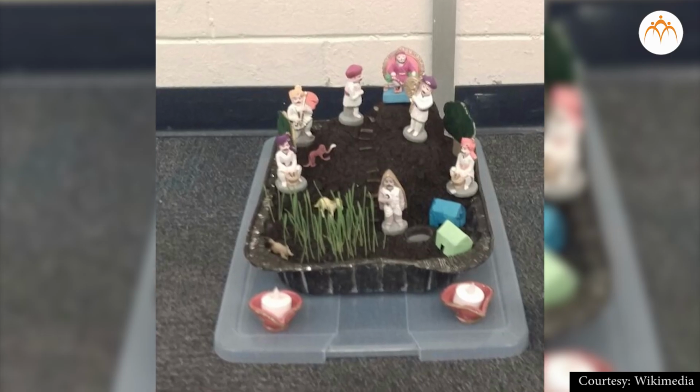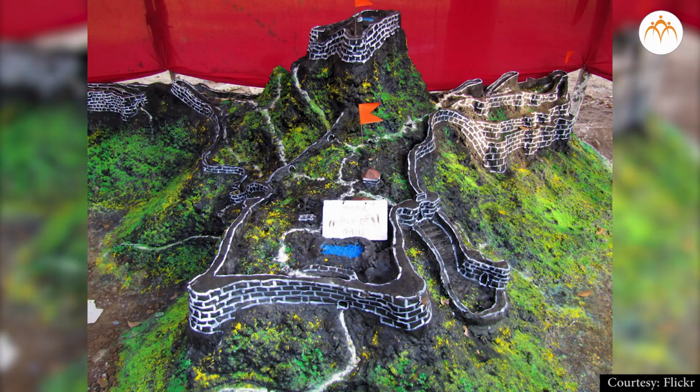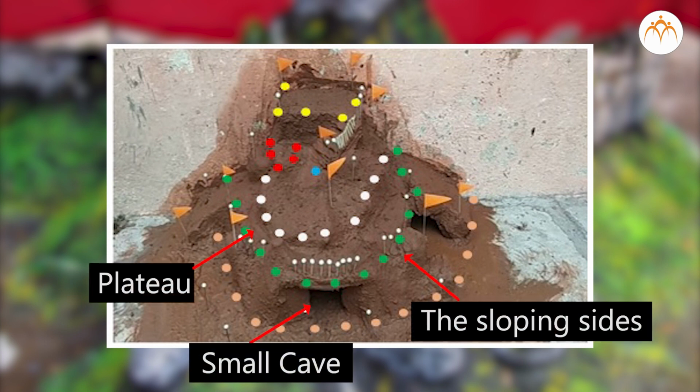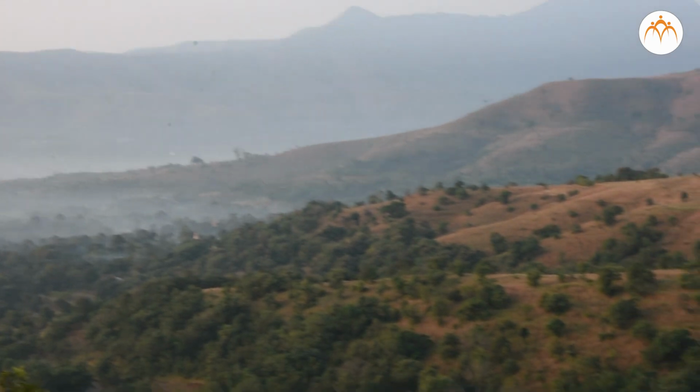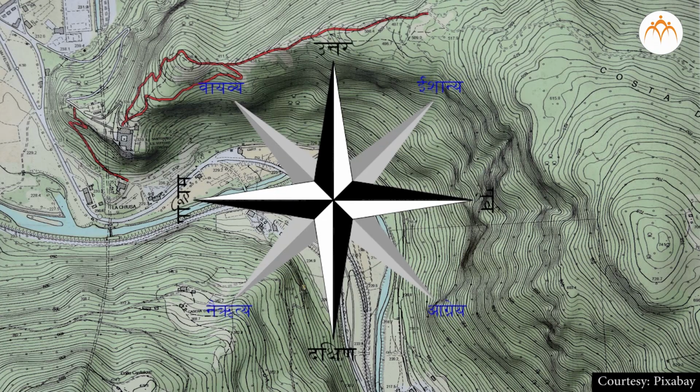During Diwali, children build small mud forts to commemorate the victory of Shivaji Maharaj. The fort has length, breadth and height. If one wants to draw a map of the fort to show some details like a small cave, a plateau, the sloping sides and flowing water, contour lines come in handy.